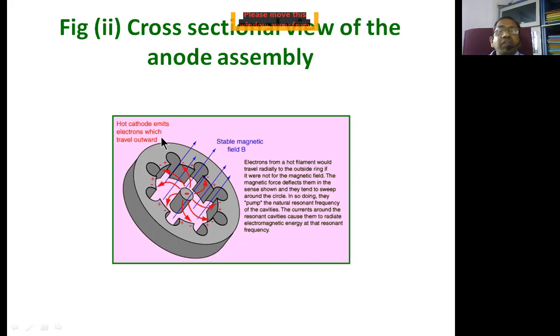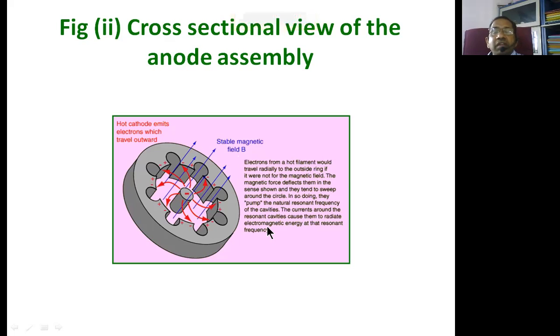Now if the magnetic field is applied, then what will happen? Due to the influence of the magnetic field, these electrons are going to get rotated. This rotating field is the effect of the interaction of the magnetic and electric fields. This rotating field which is generated is nothing but the EM waves. The electrons from the hot filament, that is the cathode, would travel radially to the outer ring if it were not for the magnetic field. The magnetic force deflects them in the sense shown in the figure.